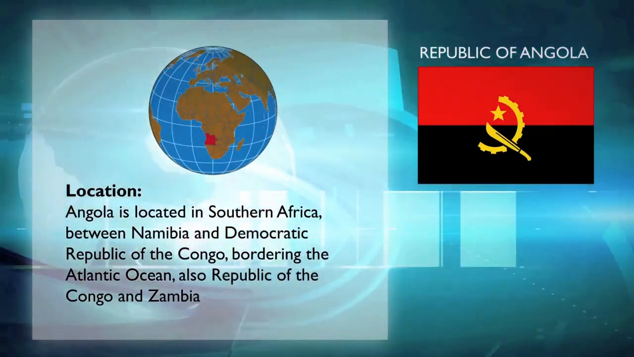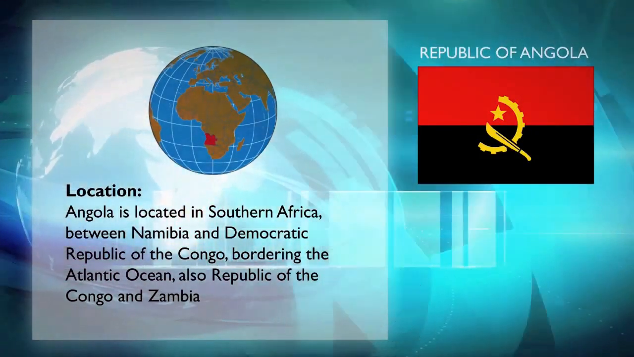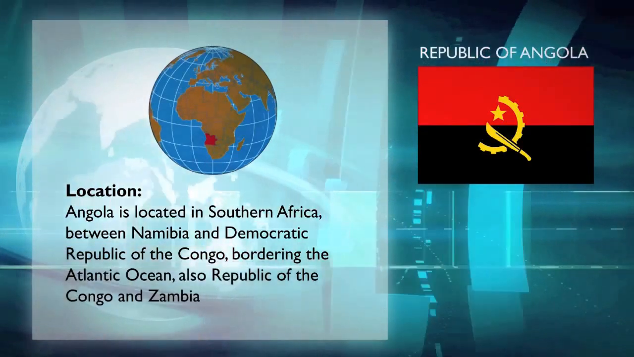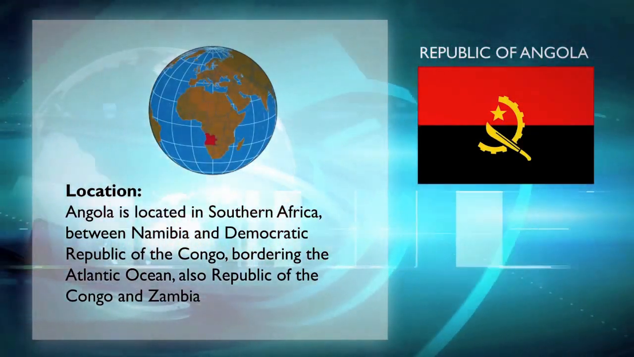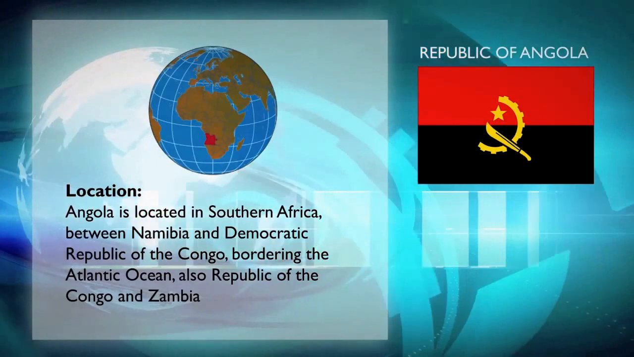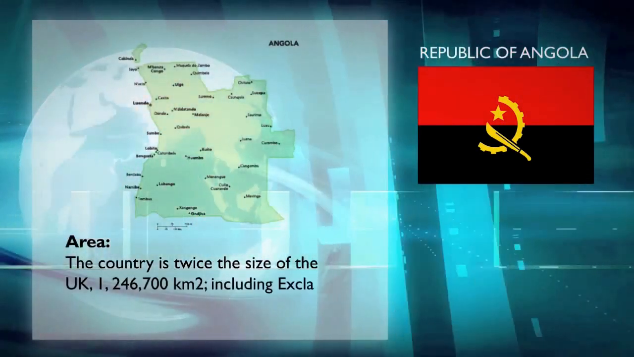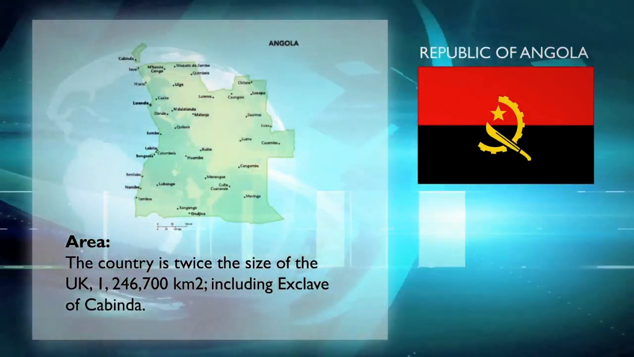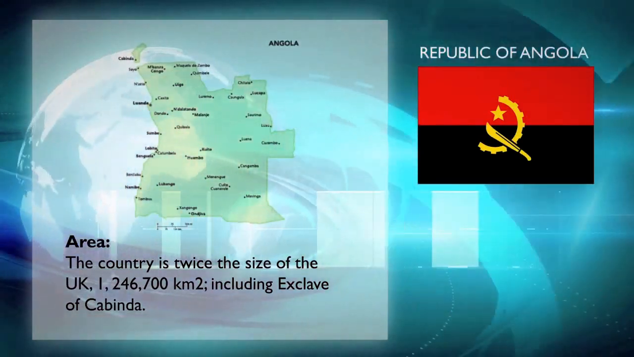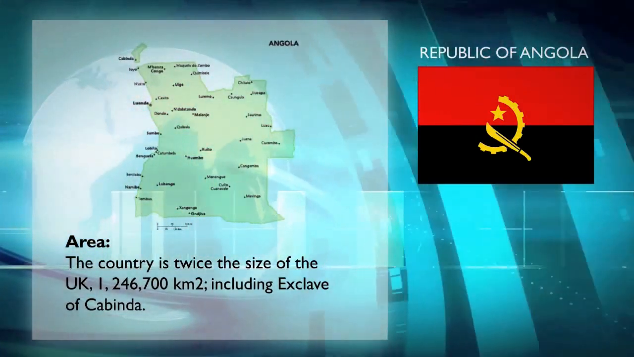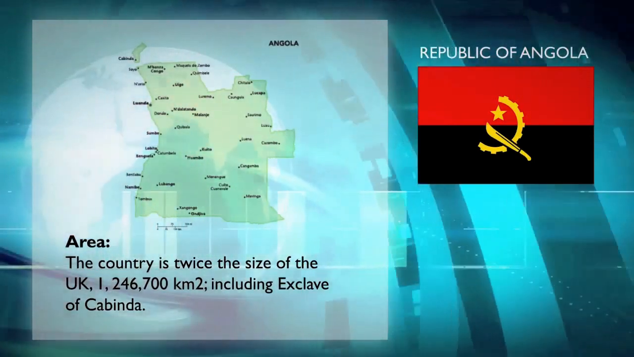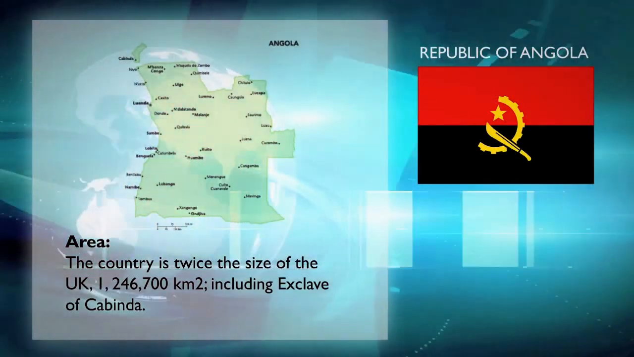Before we start, as always, we'd like to talk a little bit about the country whose representative is here with us today. So we'll talk a little bit about the Republic of Angola. Angola is located in southern Africa between Namibia and the Democratic Republic of the Congo, bordering the Atlantic Ocean, as well as the Republic of the Congo and Zambia. The area of the country is approximately twice the size of the United Kingdom, at 1,246,700 square kilometers. And it includes as well the exclave of Cabinda.